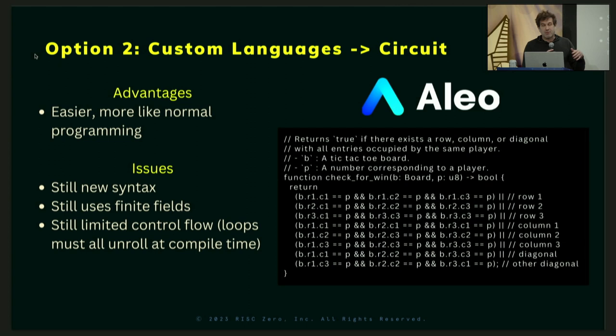Here's an example from the Aleo examples of a tic-tac-toe prover, and you can see that all of the logic has been totally unrolled because of this limitation with regard to loops. So again, it's useful, and for many cases totally sufficient, and it gives you a fair amount of control, but probably not the best option.